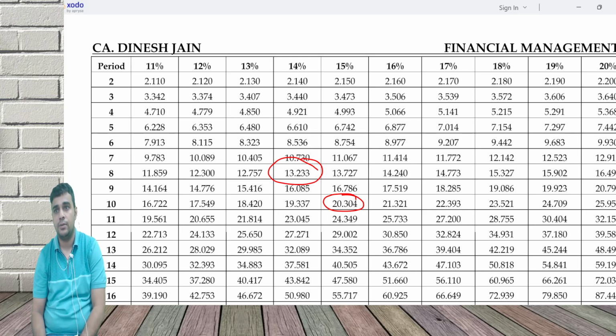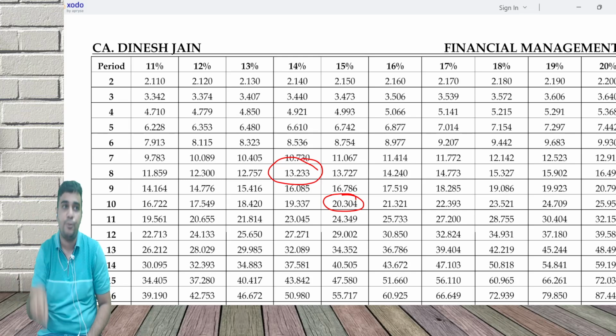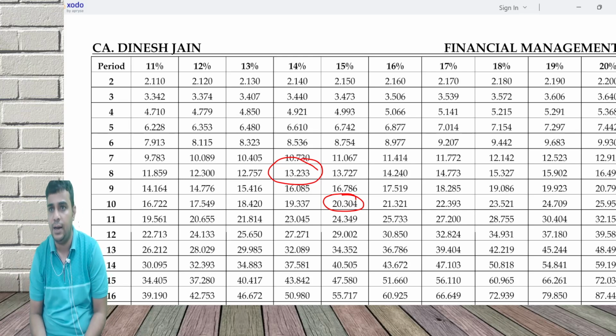What's the number you got? 13.233, which is what the table is giving. If you are consistently not getting it on the calculator, I cannot help it, because I've explained the steps. Otherwise, you will have to write 1, then into 1.14 note in your notebook, into 1.14 note, and then put a total. It will end up taking you more time.